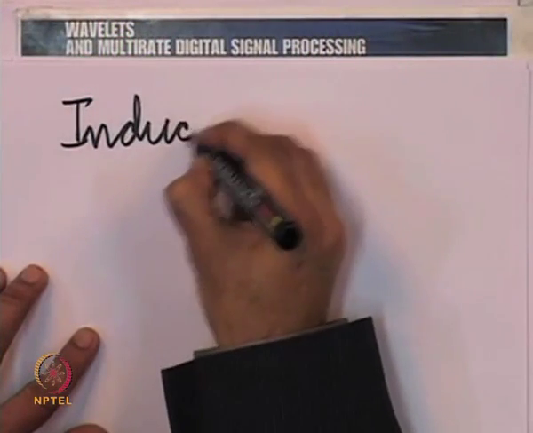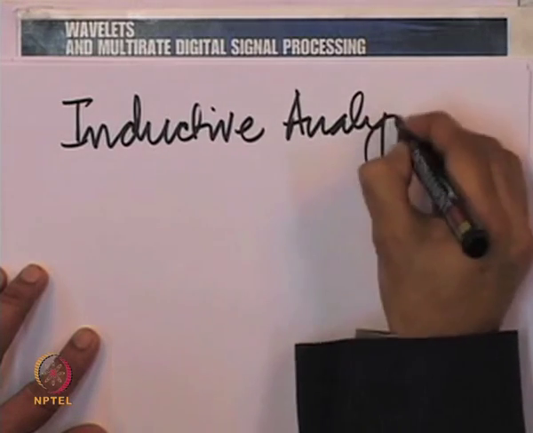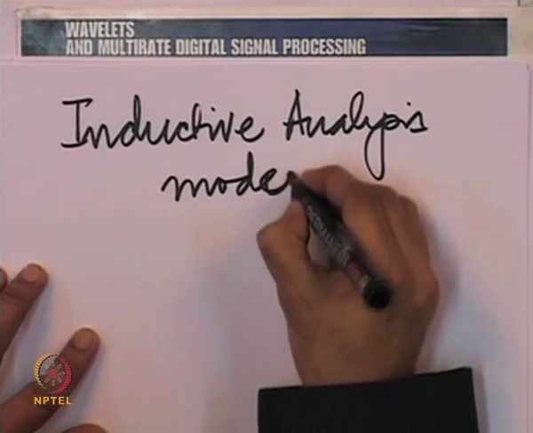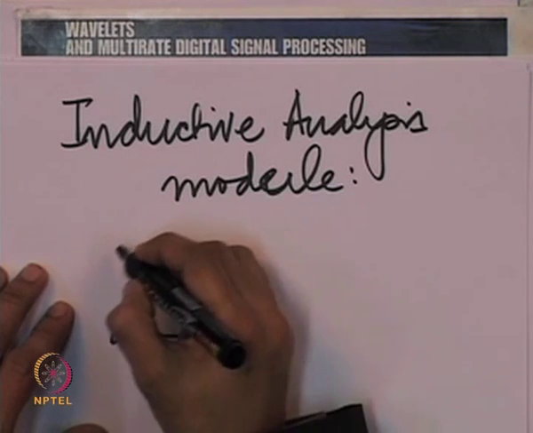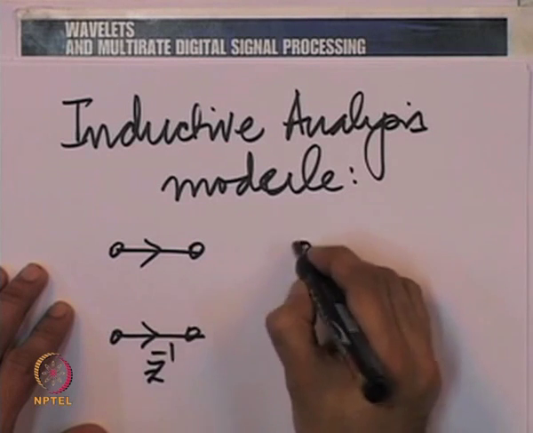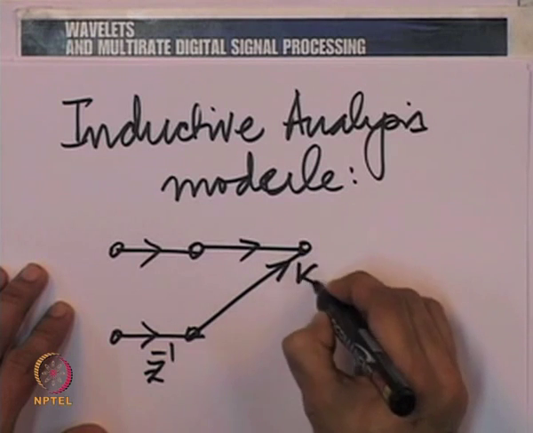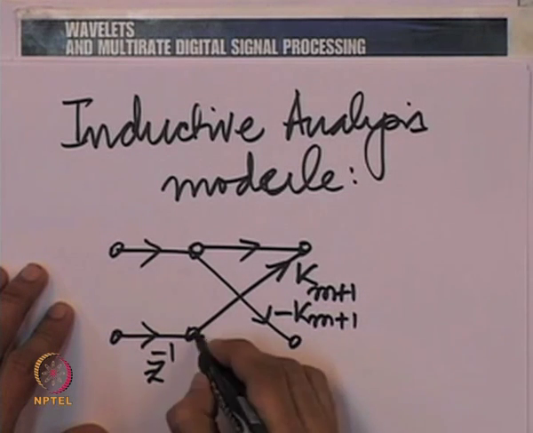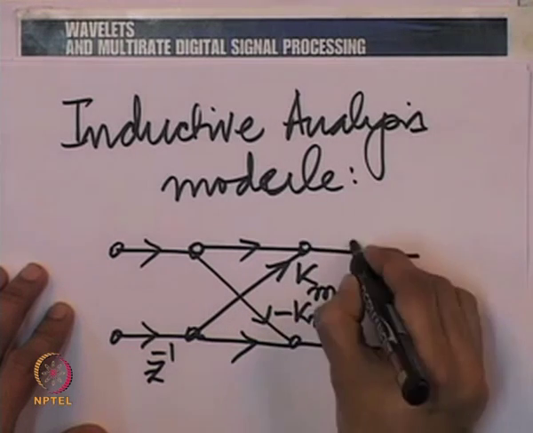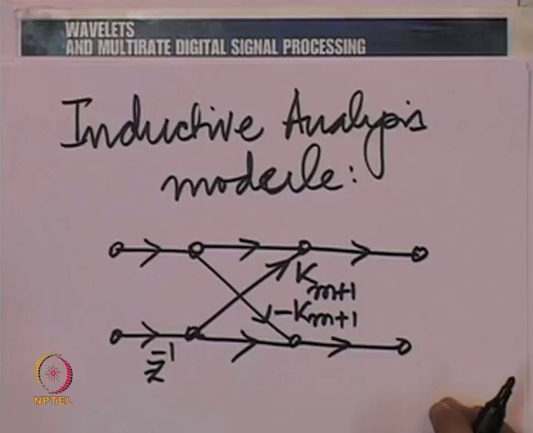Now, all that we need to do to complete this discussion is to show the transpose of the inductive module. So, the inductive analysis module was essentially this. Of course, this is after the downsampler. Let us say k_{m+1} here and minus k_{m+1} there. And therefore, the corresponding synthesis inductive module would look like this.